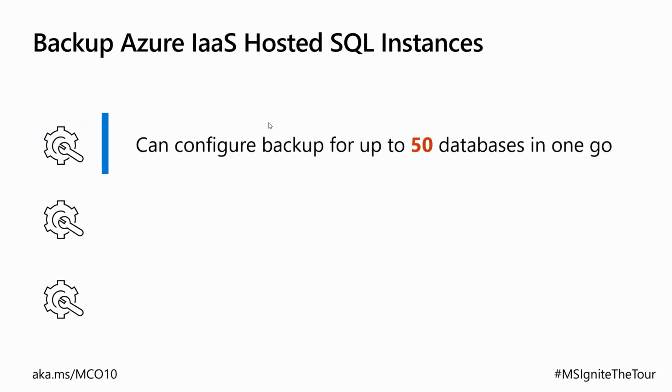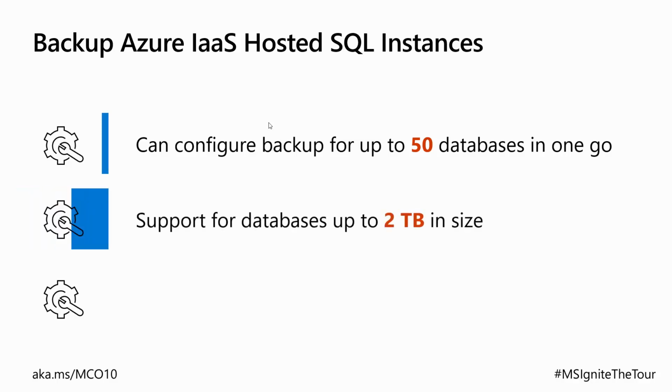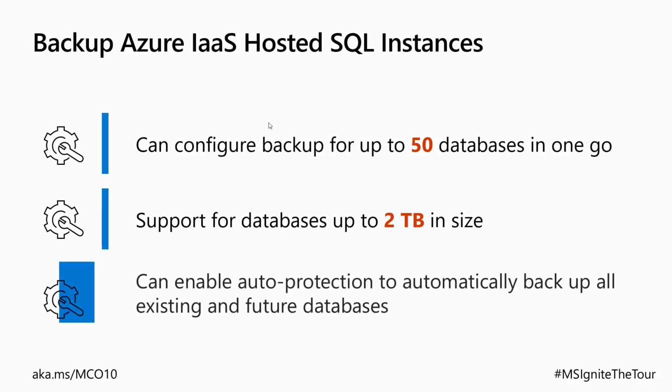Now, we just saw earlier we can discover the database that's attached to a SQL instance within the virtual machines. We can back up 50 databases at once, with each database being 2 terabytes in size. Now we can also enable auto protection, so any future database that's created on this hosted SQL instance in a VM will automatically be included in the backup.